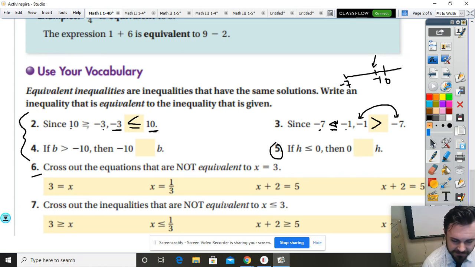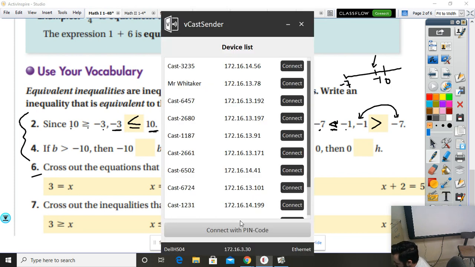Here on number 6, it's saying that x equals 3. Looks like we might be lagging. All right, let's try something real quick.